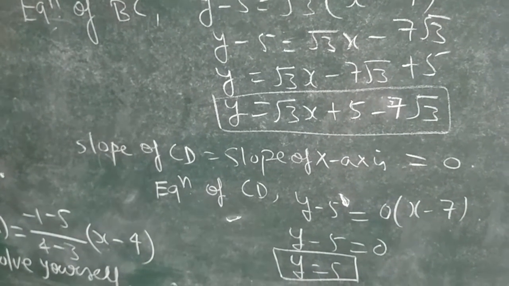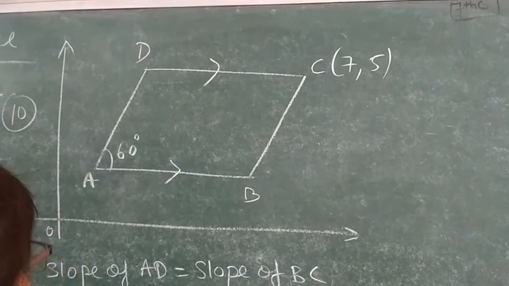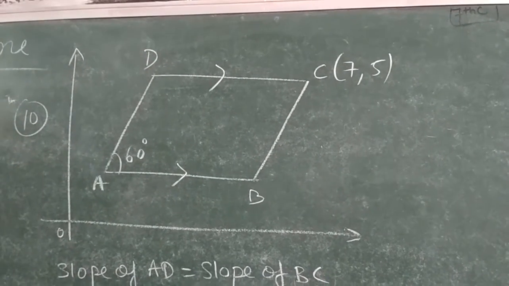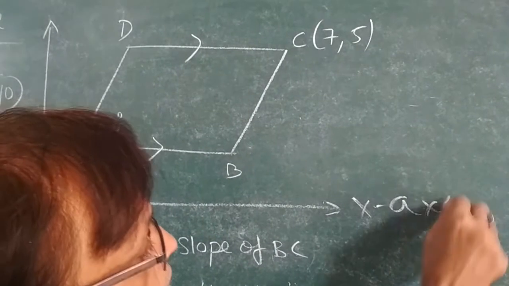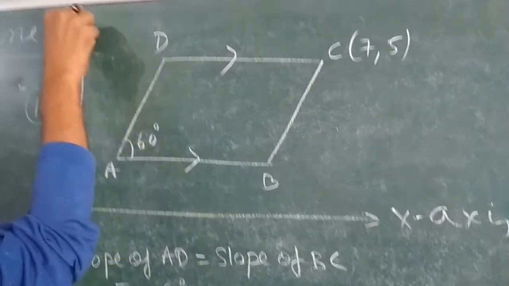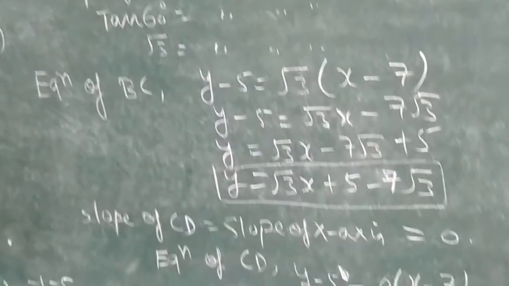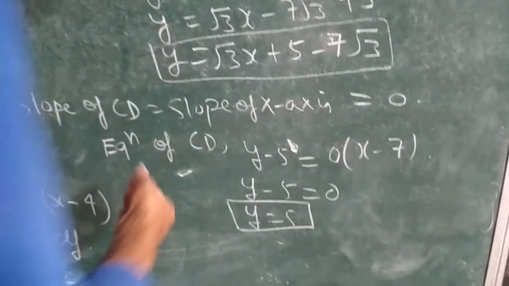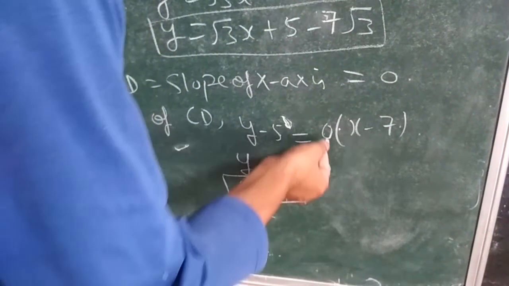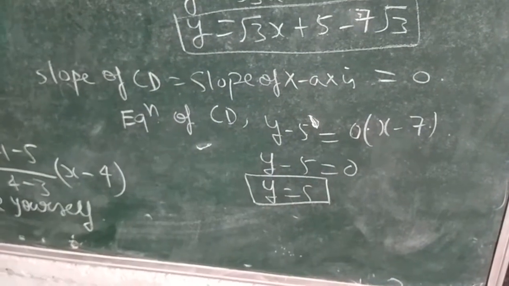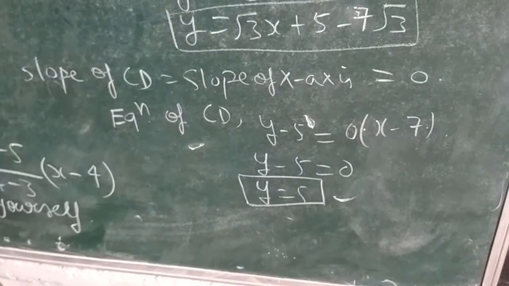Now the slope of CD equals the slope of the x-axis. You see students, CD is parallel to the x-axis. So what is the slope of the x-axis? It is 0. Is it clear? Slope of the x-axis is 0, so therefore the slope of CD is 0. The equation of CD: y minus 5 equals m into (x minus 7). The value of m is 0, so y minus 5 equals 0, y equals 5. So this is the final answer of this question.